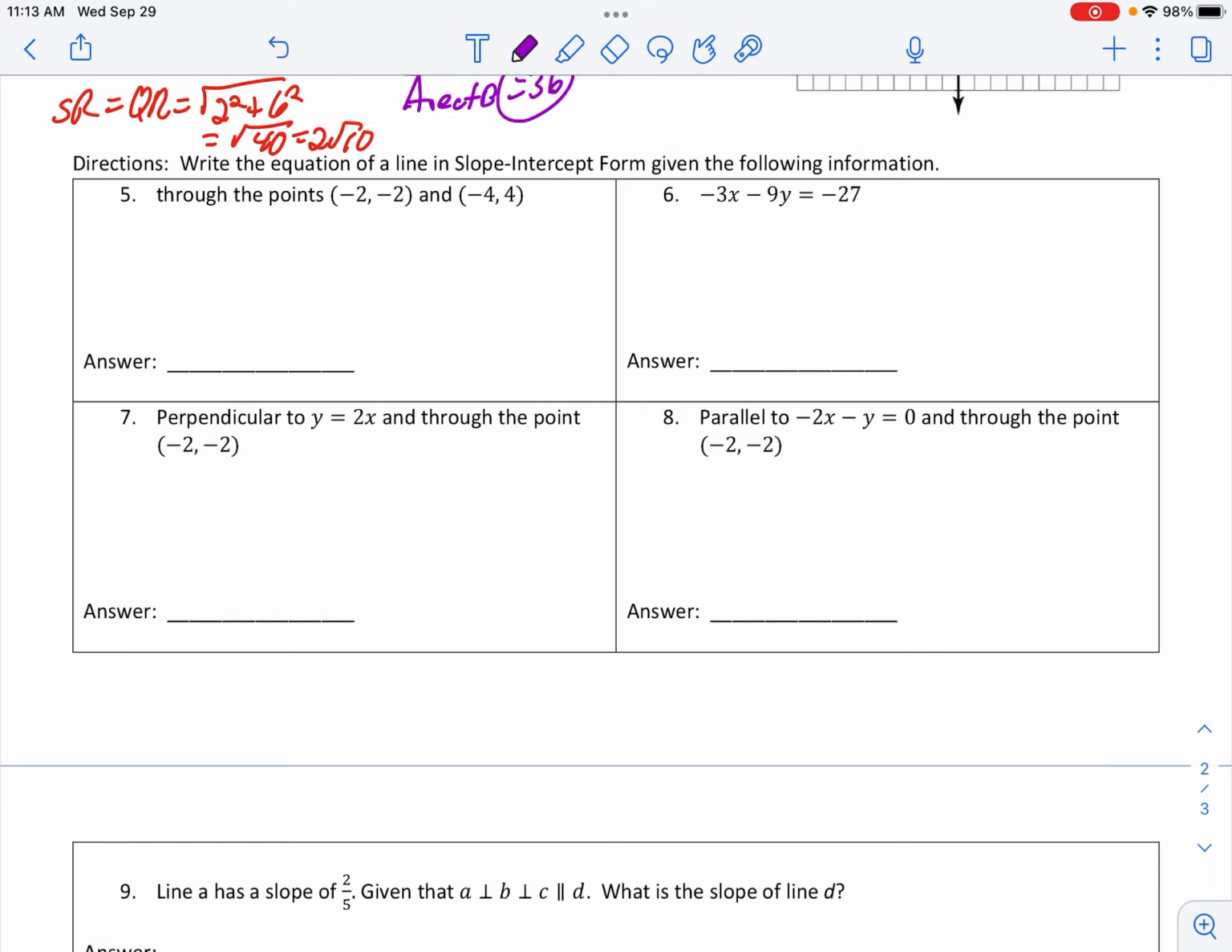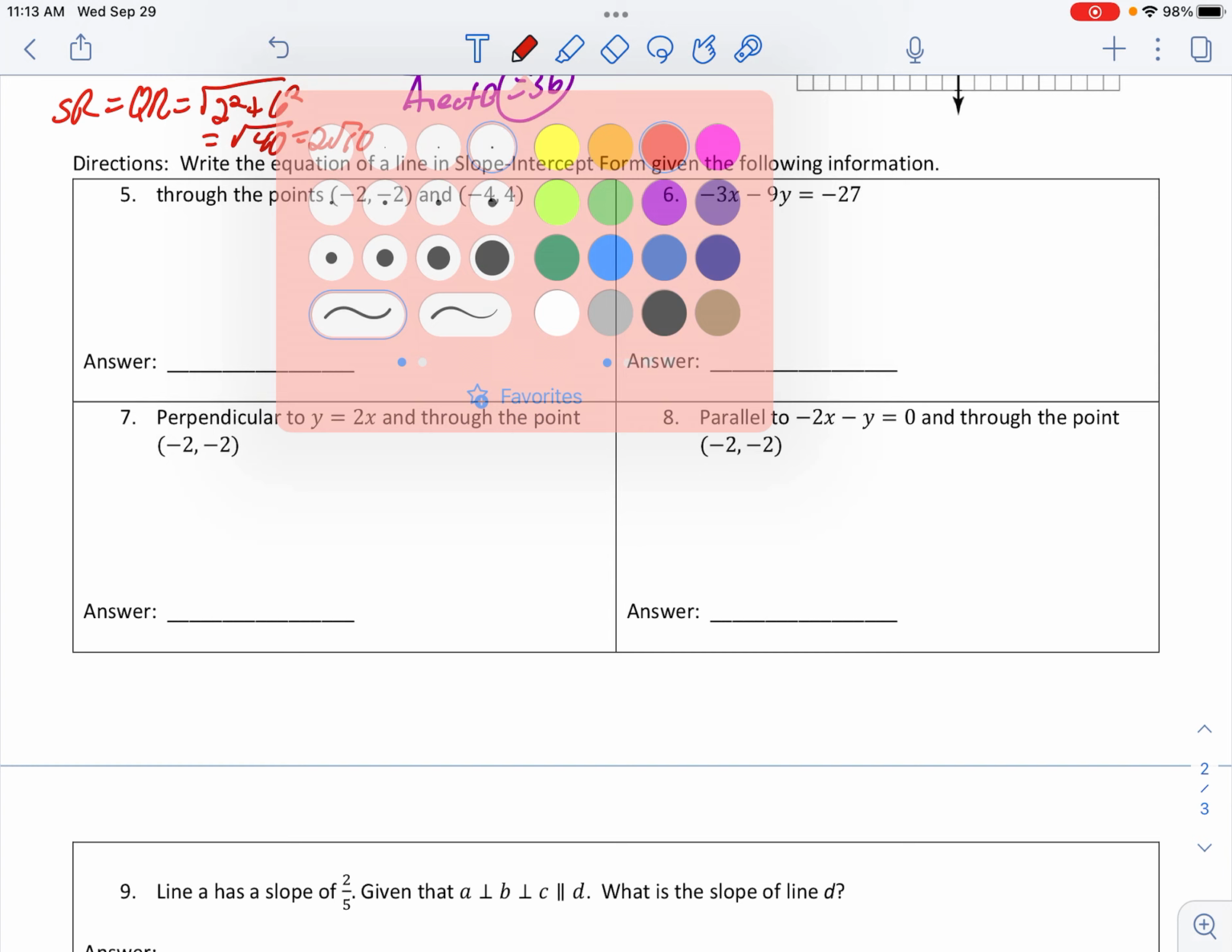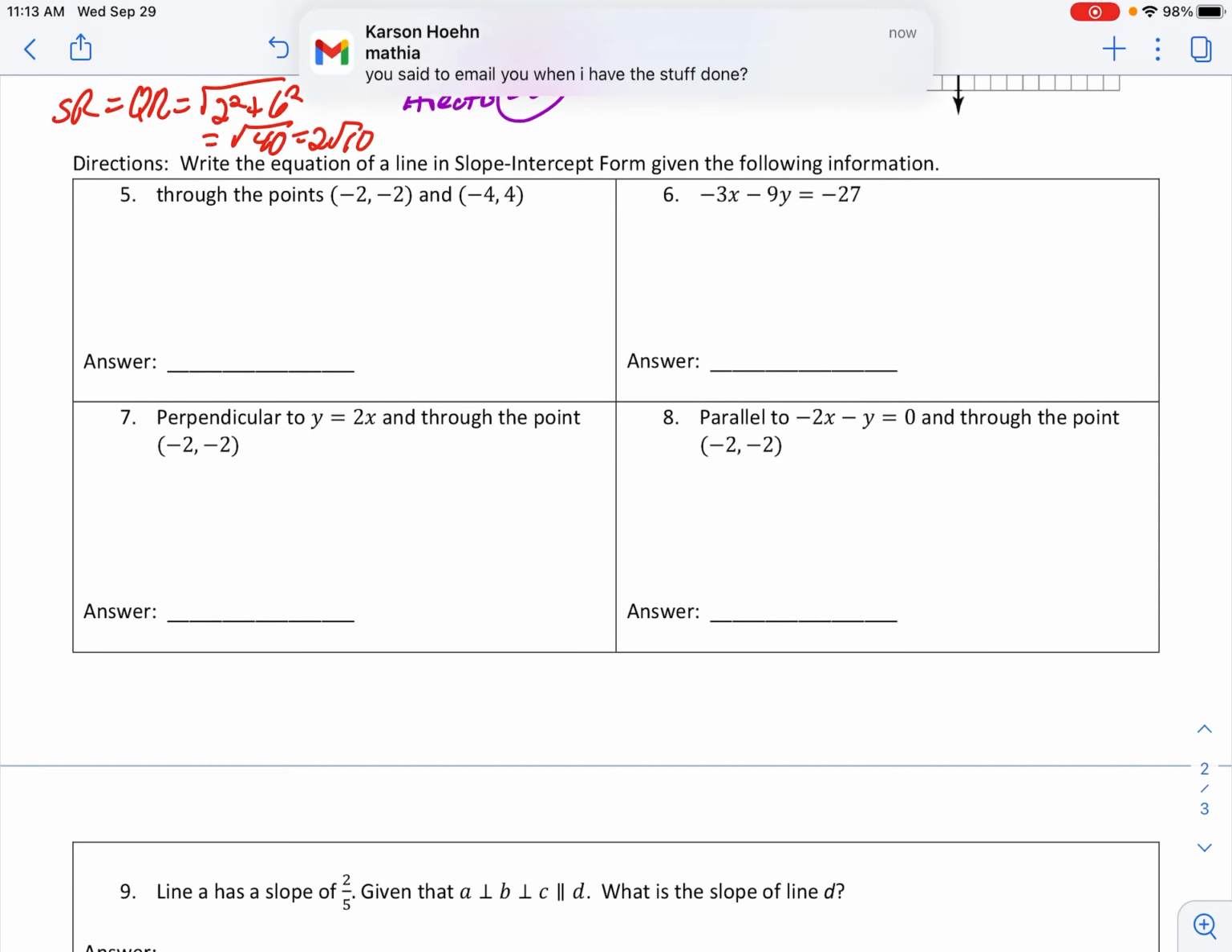Okay, on 5 through 8, put in slope-intercept form. Got to know the slope, got to know the y-intercept. Let's see what we got. Okay, so on number 5, I don't have either one of those.